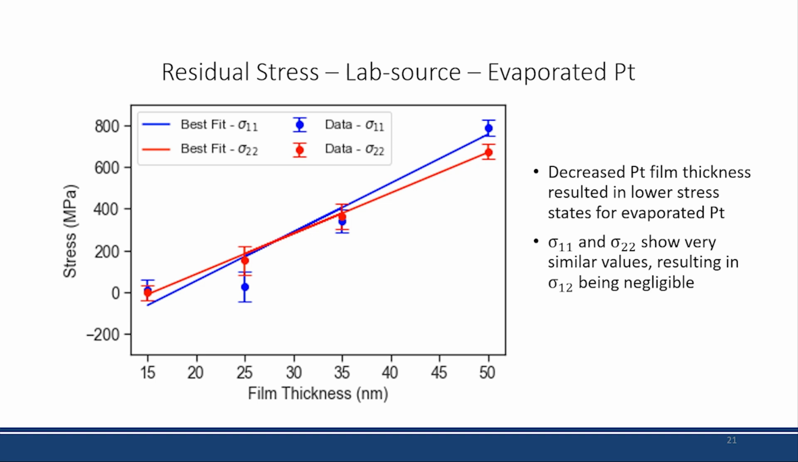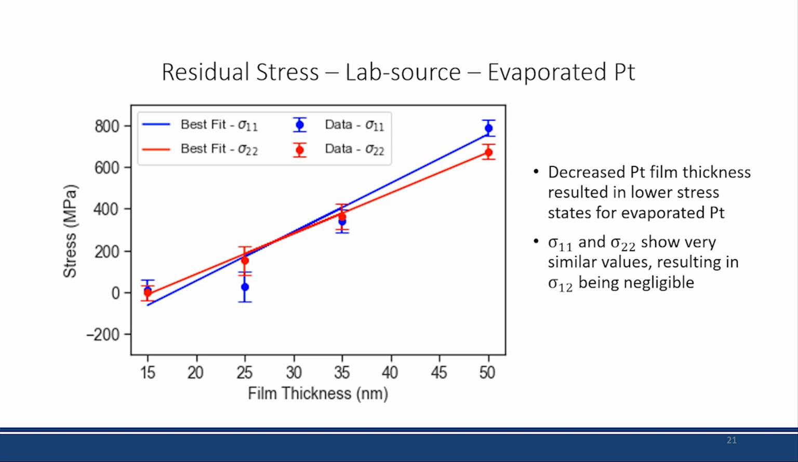When this was actually put through that formalism I showed before, and I extracted the slope and used the equation I showed previously, you can then extract a single stress value in each direction. And so these are the stress values I extracted for 50 nanometer, 35 nanometer, 25 nanometer, and 15 nanometer films. And you can see that the trend that I found was as thickness decreases, there's roughly linear trend with how stress also decreases from an evaporated platinum film.